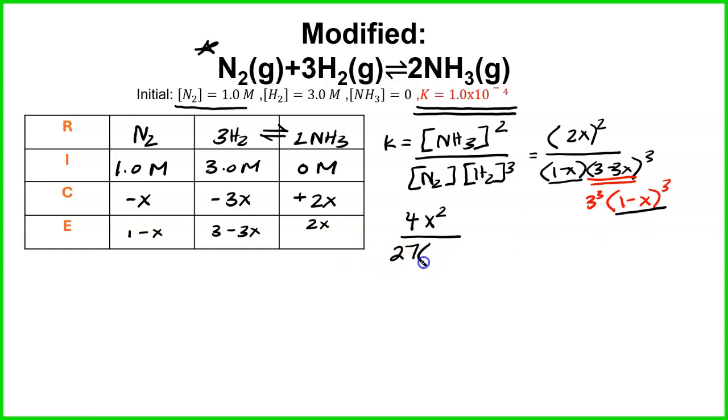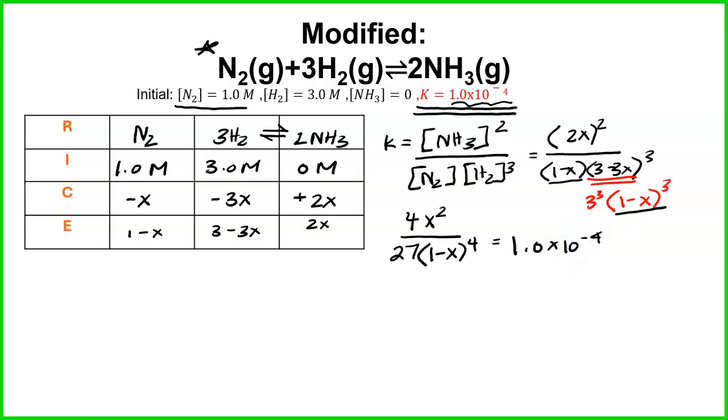What does that come out to? To the fourth power. Now I'm going to set this equal to the K. I did modify K: 1 times 10 to the negative fourth.